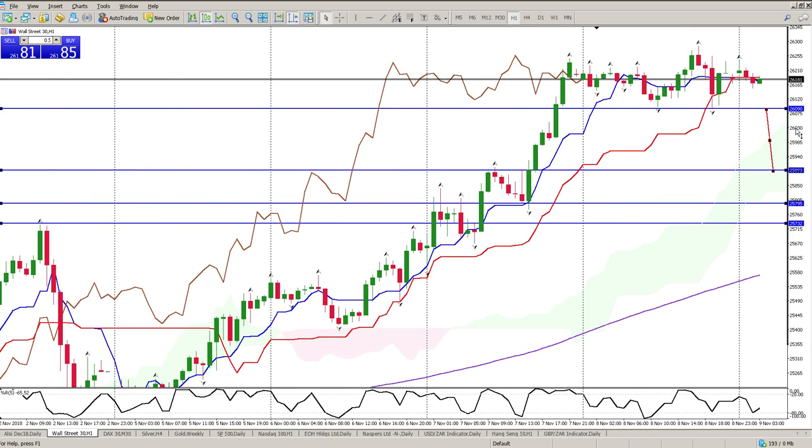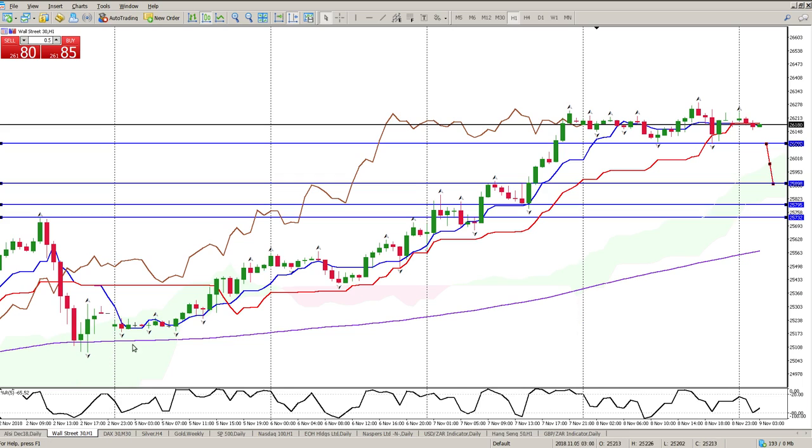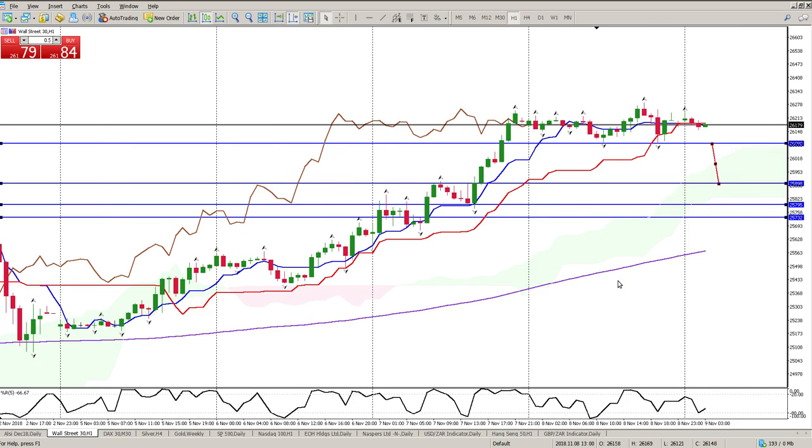The moral of this story right now is this is the previous swing low. So we could have a pullback all the way down to the 200 moving average, and the trend would still be up.